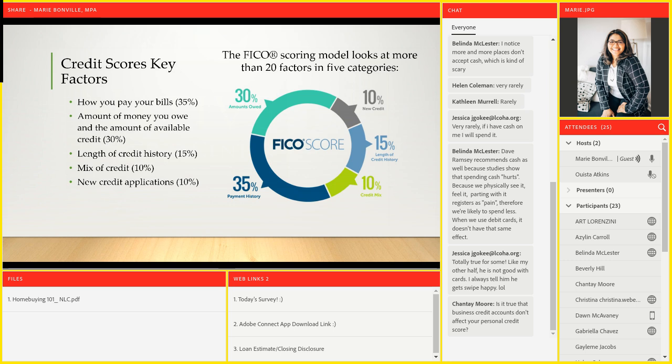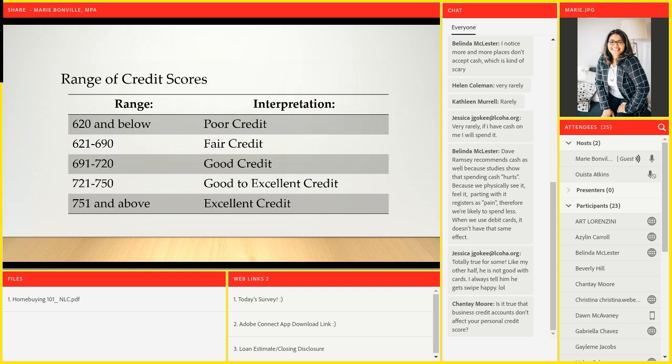And then new credit applications. This one just means that we've got to be careful with how many times we apply for credit. Banks understand that if you're shopping for a car loan or a home loan, you might need an isolated period of time. So they typically give you 15 to 20 days where this won't affect your credit in the bigger picture, and it'll just drop it by a few points.